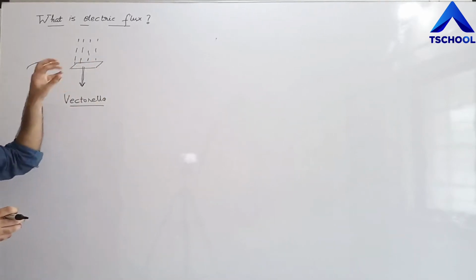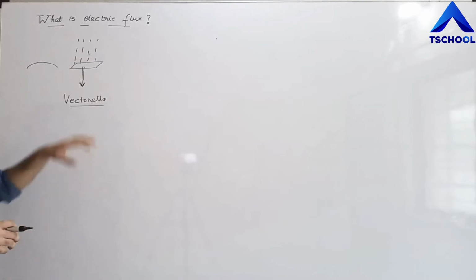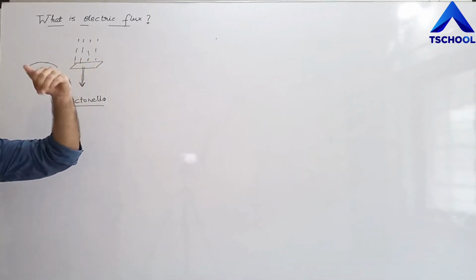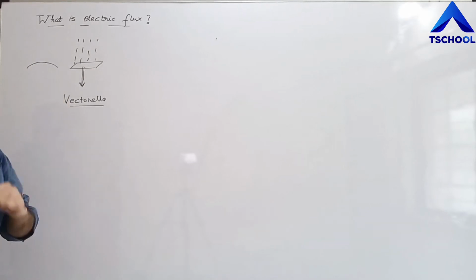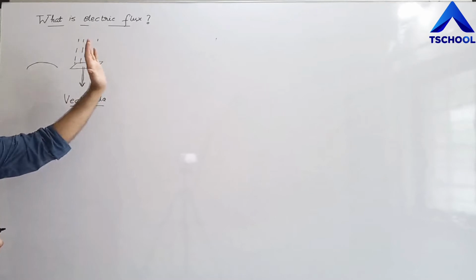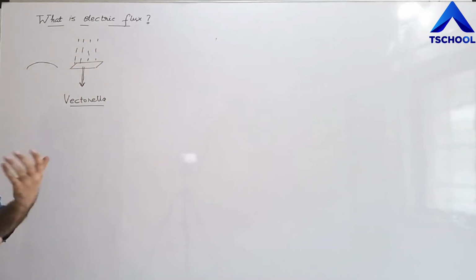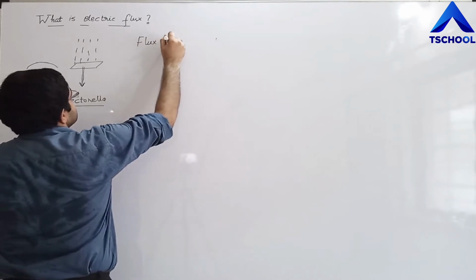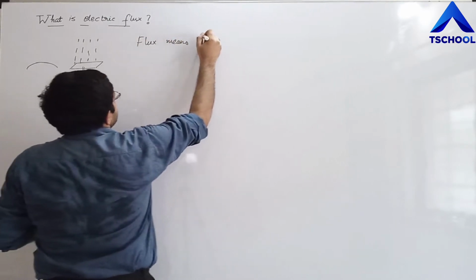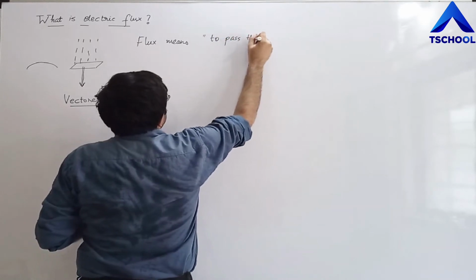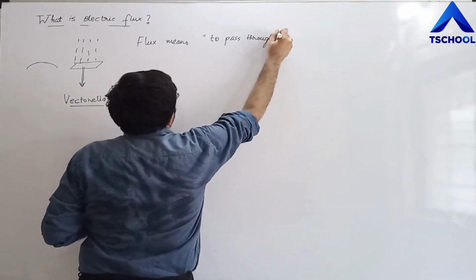But now think about what happens if you tilt it. Suddenly the idea of flux will start coming to your mind. If you tilt it, the amount of water falling on that umbrella is going to decrease. So that is exactly related to flux. Let me write down the definition. Our basic idea about flux is that flux means to pass through.